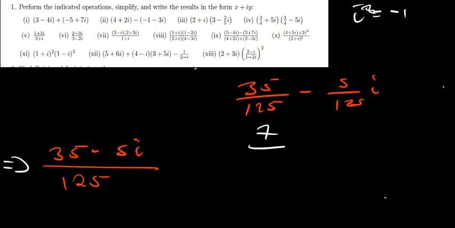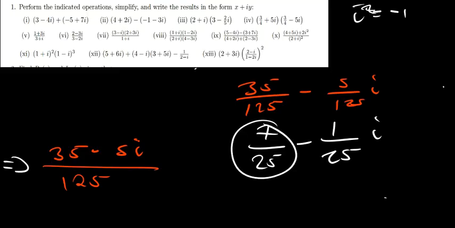Then 125 divided by 5, that is 25. Minus again here, 5 into 5 is 1, 5 into 125 is 25, so I have got i. Now I can clearly see that this part is the real part, then the next one is the imaginary part. In this case 7 over 25 is x, then negative 1 over 25i is iy.